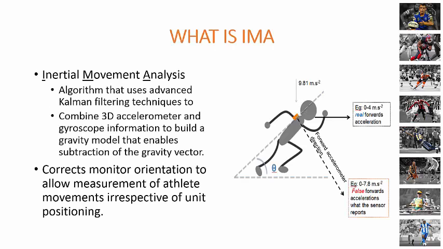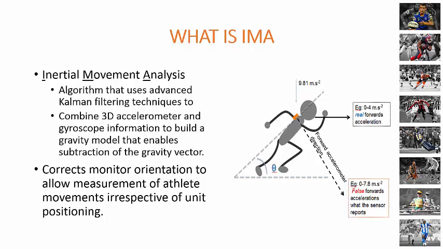So what exactly is IMA? It actually stands for Inertial Movement Analysis. It's just way easier to say IMA. It's an algorithm that uses an advanced Kalman filtering technique, and it combines our 3D accelerometer and our gyroscope within the monitor to build a gravity model that enables the subtraction of the gravity vector. I know that sounds really complicated, but basically what that means is it corrects the monitor orientation to allow true movement of the athlete irrespective of the positioning.